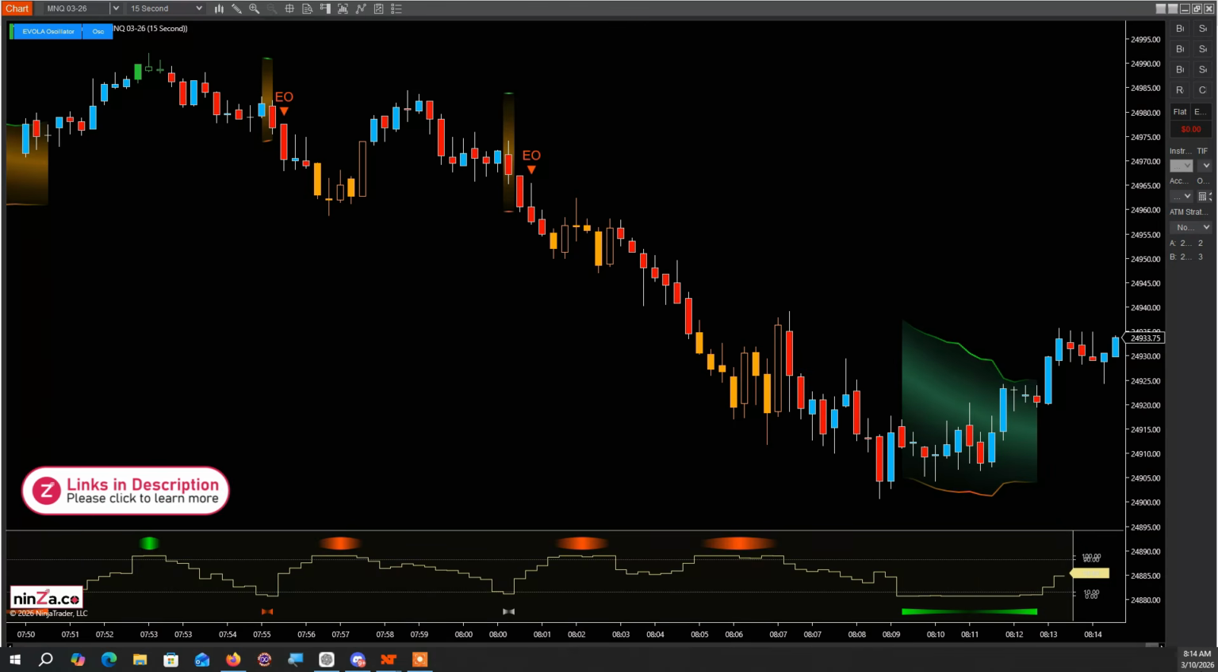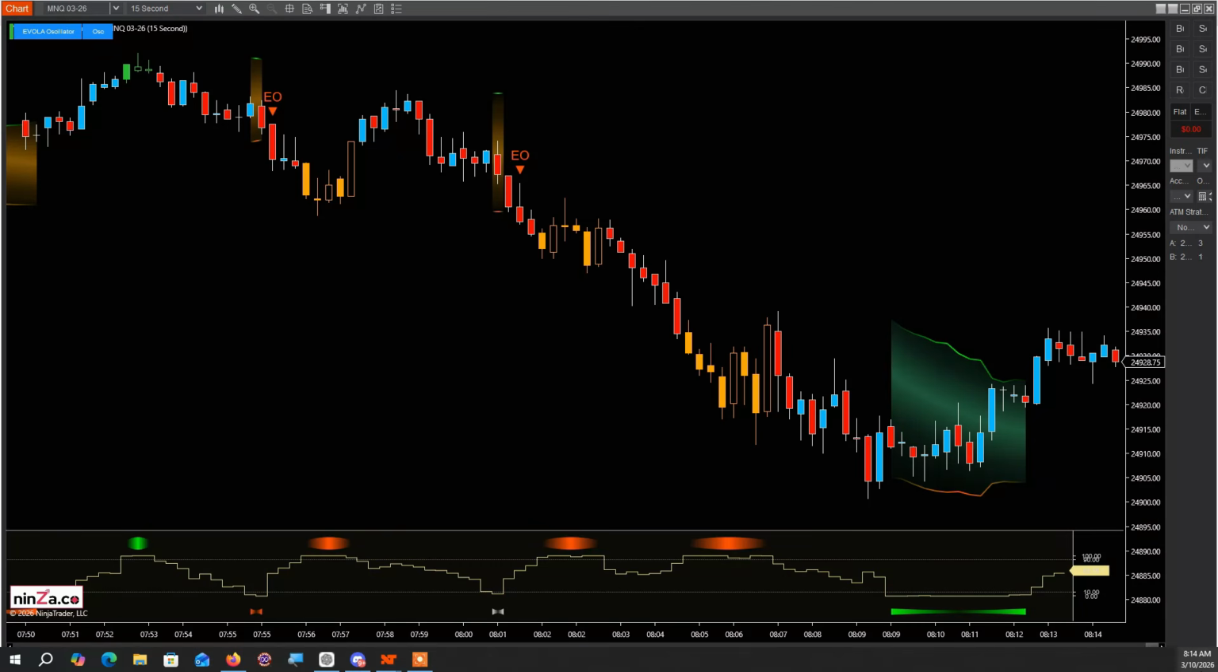The lower shaded area represents compression. This is when the market is quiet, price ranges are tight, and volatility is low. During compression, the market is essentially building pressure. Think of it like a spring being compressed. The longer it stays compressed, the more energy can build up for a potential move.